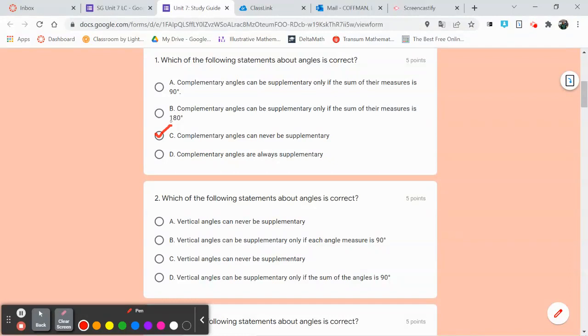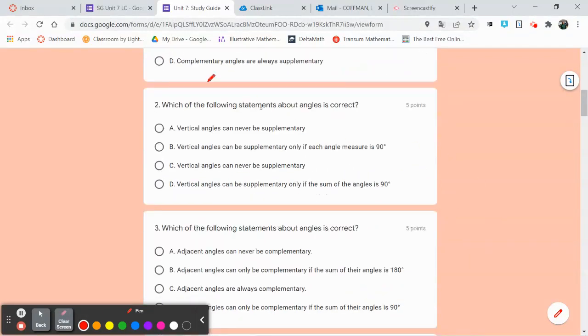And the last one says complementary angles are always supplementary. We know that's not true. Complementary equal 90, supplementary 180. Different relationships. All right, let's go to number 2. Which of the following statements about angles is correct?